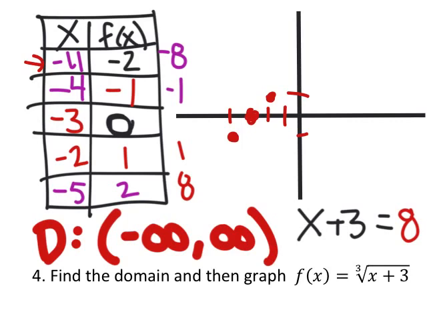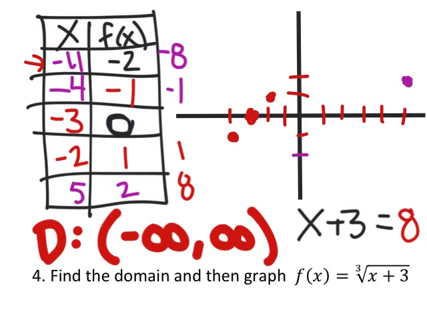I apologize, that is not a negative 5. I'm very tired at this point in the day, and I made a small mistake there, and that's okay, we've caught it. But yes, that x value is actually going to be a positive 5. 1, 2, 3, 4, 5. And then f of x will be a positive 2. So that puts me right about right here, okay?